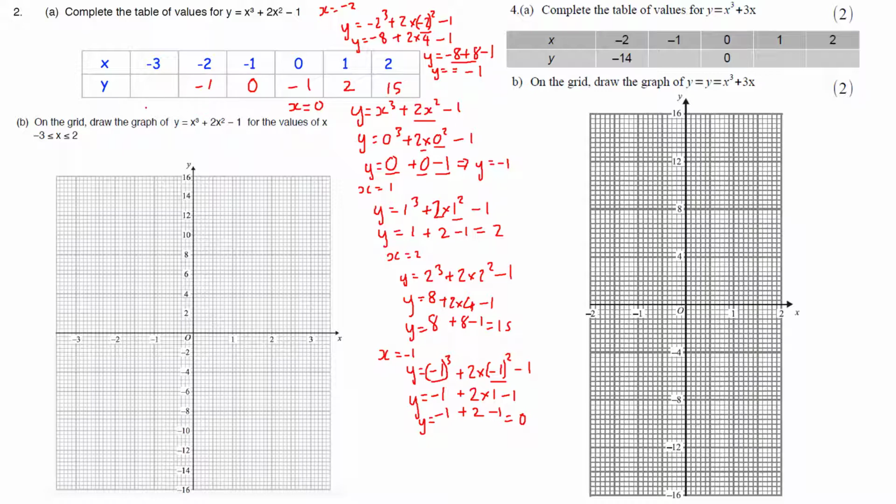Now x equals minus 3. I'm going to do it here. So y equals minus 3 cubed plus 2 times minus 3 squared minus 1. Minus 3 cubed is going to be minus 27. This is going to be 9. So plus 2 times 9 minus 1, which is going to become minus 27 plus 18 minus 1. So that's going to be, if you work that out, y equals minus 10.